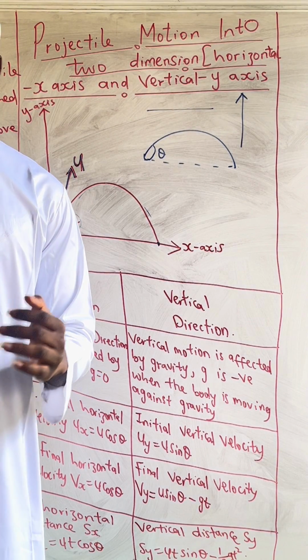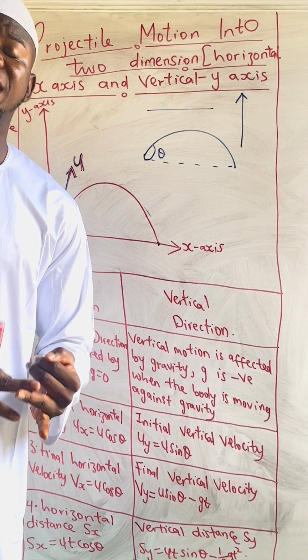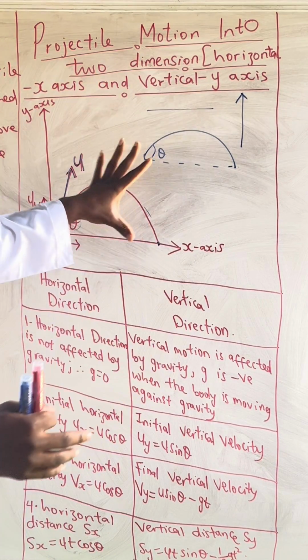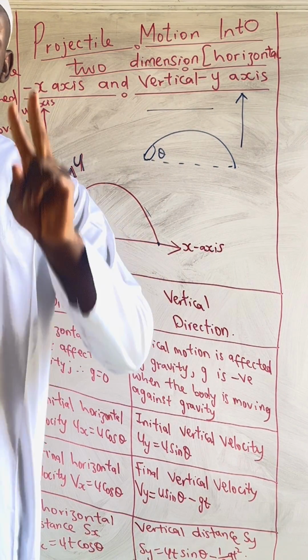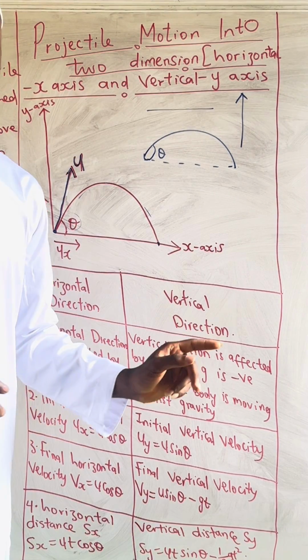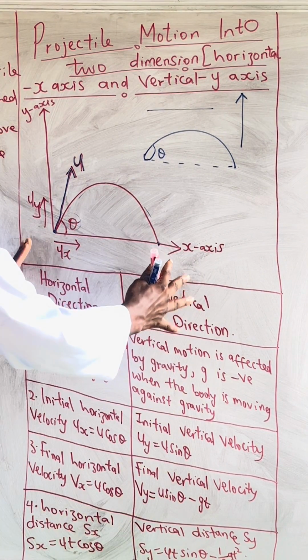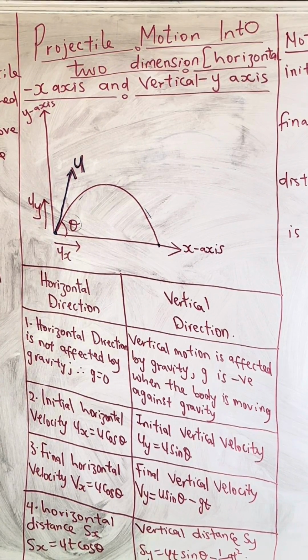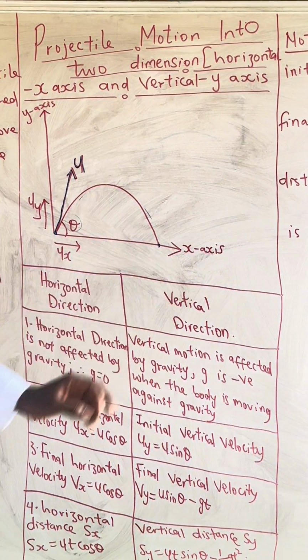So this simply means that the initial velocity, final velocity, and distance for a projectile motion can all be resolved into two dimensions, that is to say, the horizontal direction and the vertical direction. Now let's talk about how they can be resolved into two dimensions. So guys, we are talking about resolving a projectile into the horizontal direction and the vertical direction.